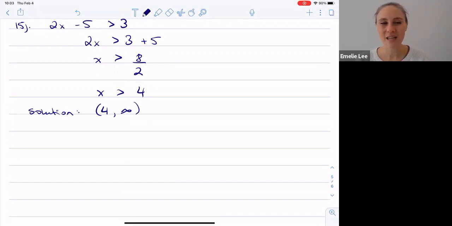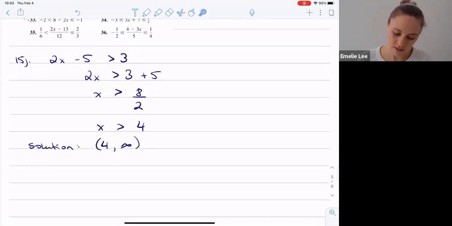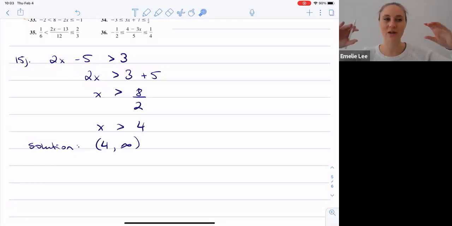I think they mean graph the solution set on a number line, but what I want to do is show you how to graph this in Desmos, okay? So 2x minus 5, that's a line, and it has to be greater than 3, okay? So how about we just take the original inequality, 2x minus 5 greater than 3, and put it in Desmos and see what it gives us.